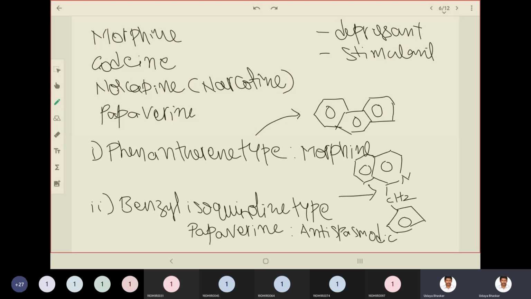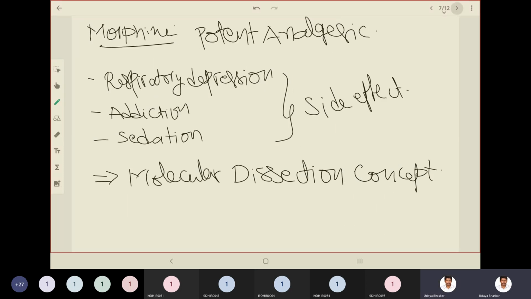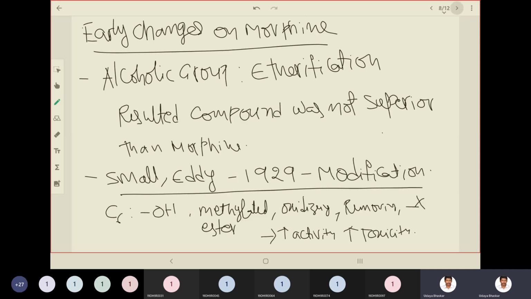The alkaloids of narcotic type are of two major types. One is the phenanthrene type, an example is morphine. The benzyl isoquinoline type is the second one. The example for this category is papaverine, which has antispasmodic activity. So morphine is a potent analgesic, but it also suffers from drawbacks like respiratory depression, addiction, and sedation. That is the reason we had to apply the molecular dissection concept in order to identify the pharmacodynamic part and the structural entity which is responsible for side effects.